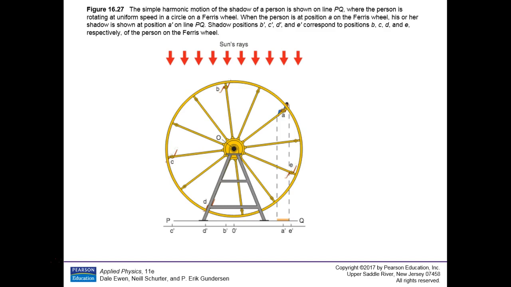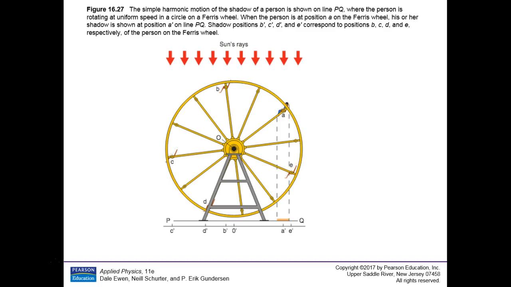These are the sun's rays on the Ferris wheel. This is rather a strange way, but I guess it's showing it well. Simple harmonic motion of the shadow of a person. Okay, now I see what it's talking about. I thought, what do the sun's rays have to do with it? Shown on the line PQ.